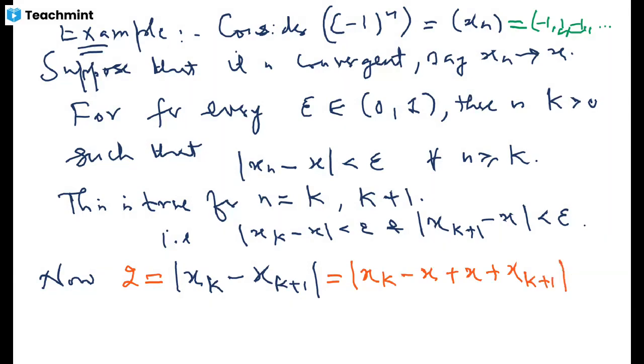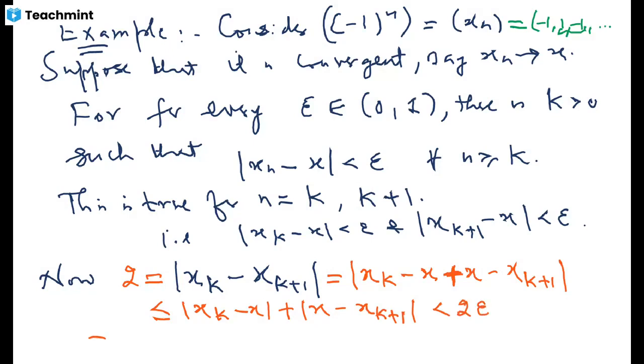And then, by the triangle inequality, I have this less than or equal to modulus of xk minus x plus, sorry, there is a minus sign here, be careful, so I have x minus xk plus 1. As seen, the distance of both these terms, the kth and k plus 1 term, from x is less than epsilon, so you would have this to be less than twice epsilon.